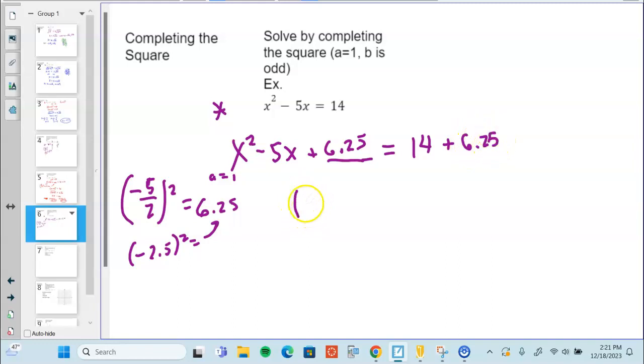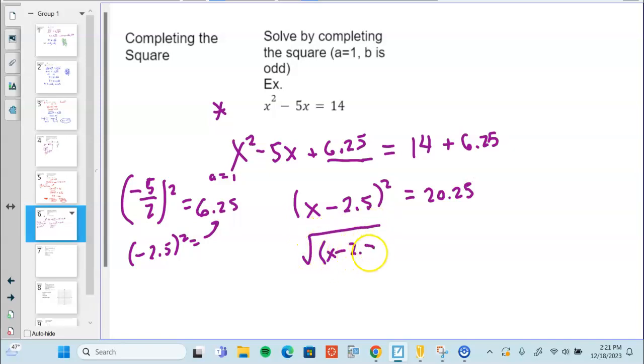And we're going to take the left-hand side and write it as x minus either 5 halves or 2.5, either way. But -5 divided by 2 is what needs to go in there. And over on the right-hand side, we have 20.25. 14 plus 6.25.